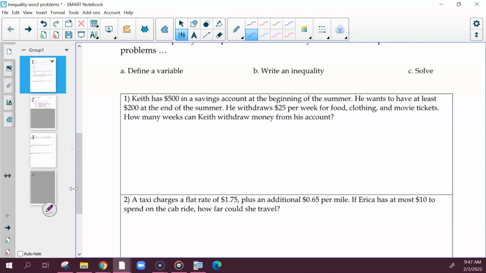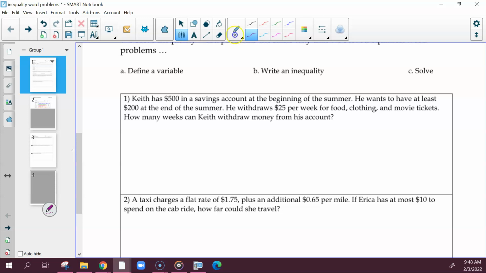I'm sorry I'm late. As we read this, I'm going to read it out loud really fast. Keith has $500 in a savings account at the beginning of the summer. He wants to have at least $200 at the end of the summer. He withdraws $25 per week for food, clothing, and movie tickets. How many weeks can Keith withdraw money from his account?